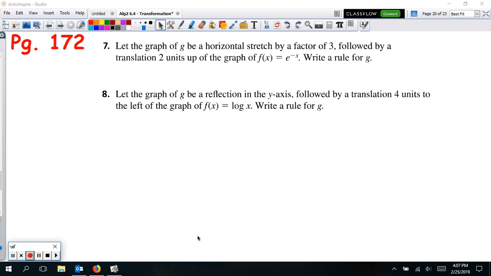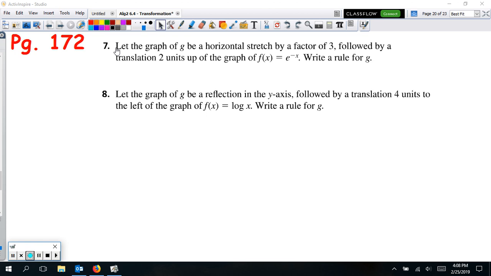Okay, so page 172, right underneath the chart for the logarithm transformations, there's a notes section there, a big section for you to do this. First of all, I want you to copy down number 7. So you may want to pause the video and copy that down and then go ahead and play it so you can see how I'm doing that.